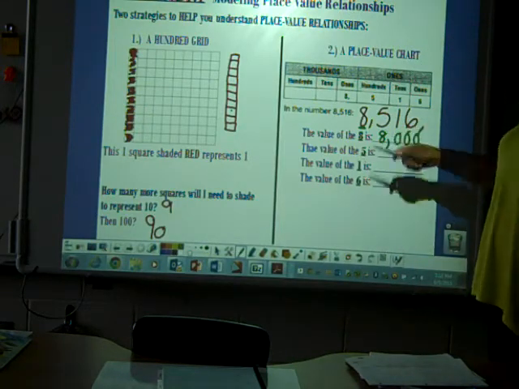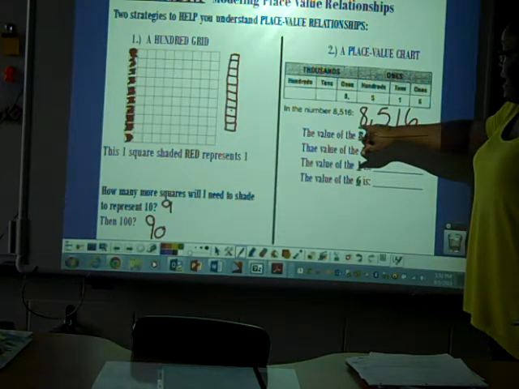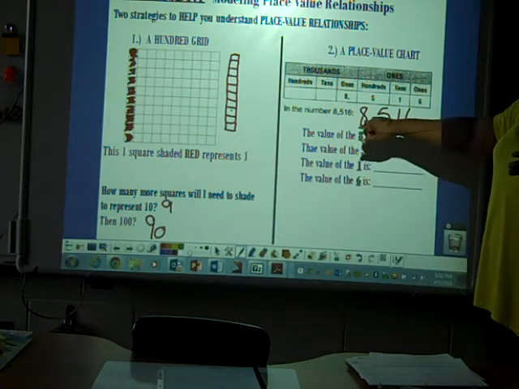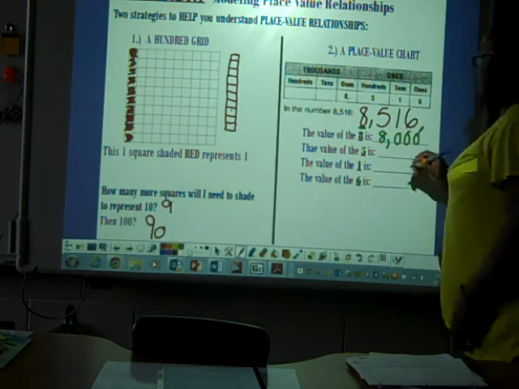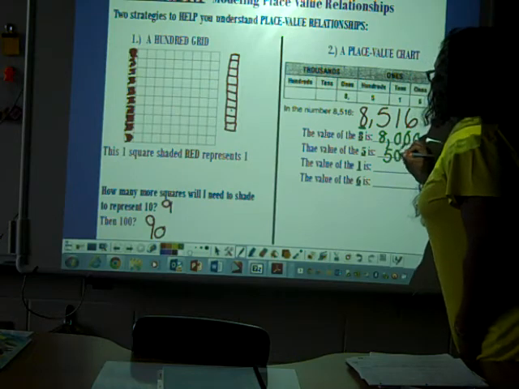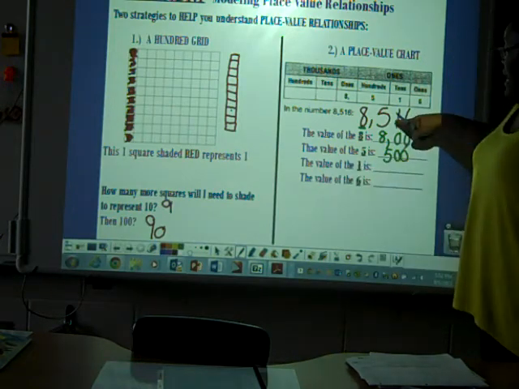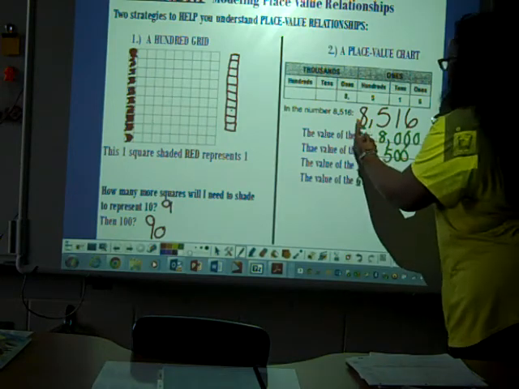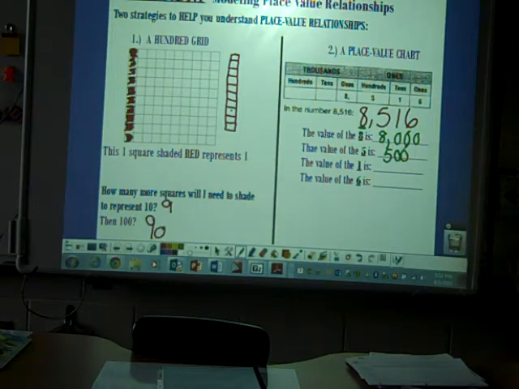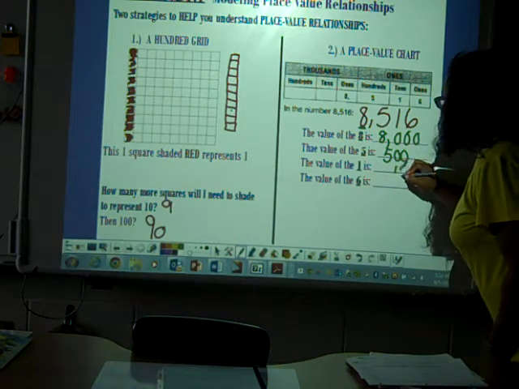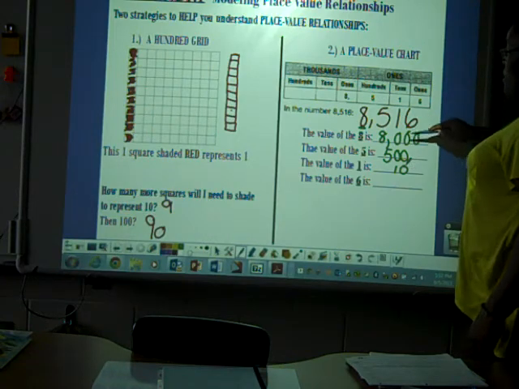The place value of the 5 represents what? If that's the thousands place, what comes before the thousands place? The hundreds. So that 5 represents 500. Now, what is the value of this 1? Well, if that's thousands and that's hundreds, this must be tens. So that 1 represents the tens place value. That's the value of that 1.